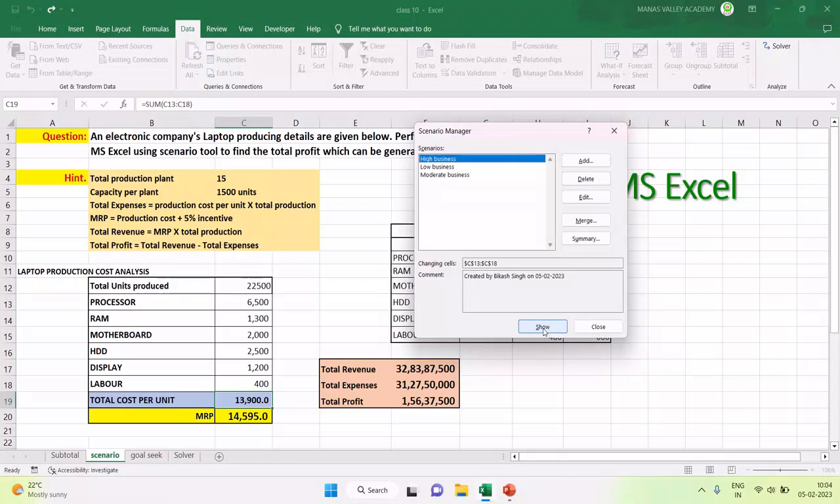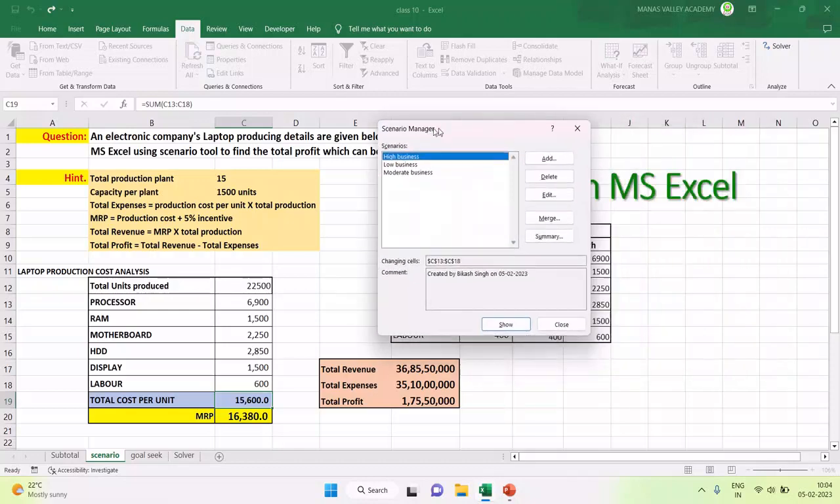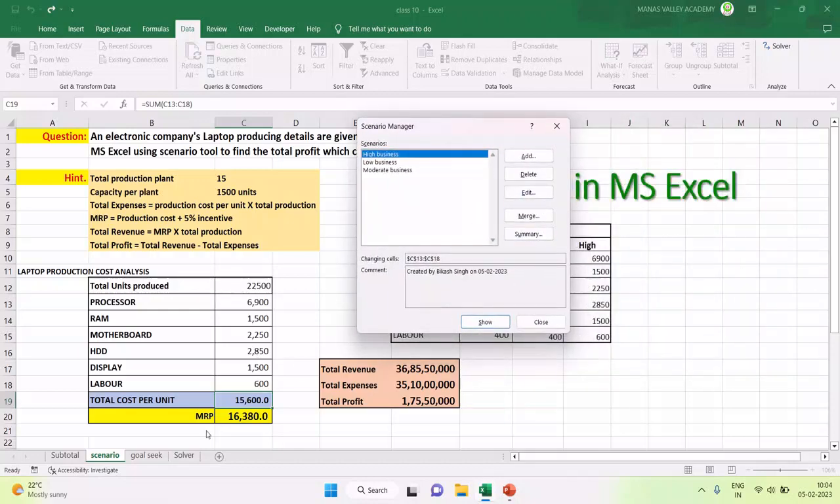You can see the show button. When you click on the show button, you can see the rates for each cell have changed according to the high business condition, and the total cost is different. MRP is this much, 16,380. So at this rate the company will generate this much revenue, have this much expenses, and earn this much profit. That means 1 crore 75 lakhs and 50,000 profit the company is earning during the high season.